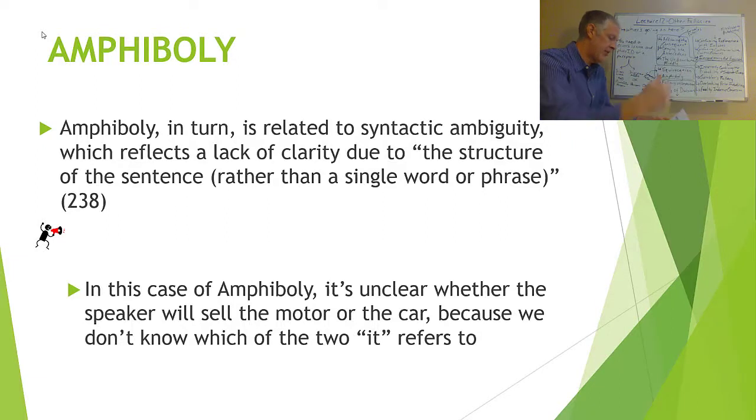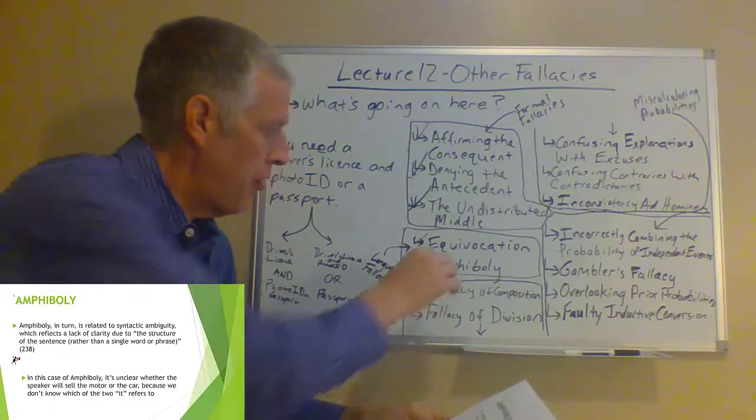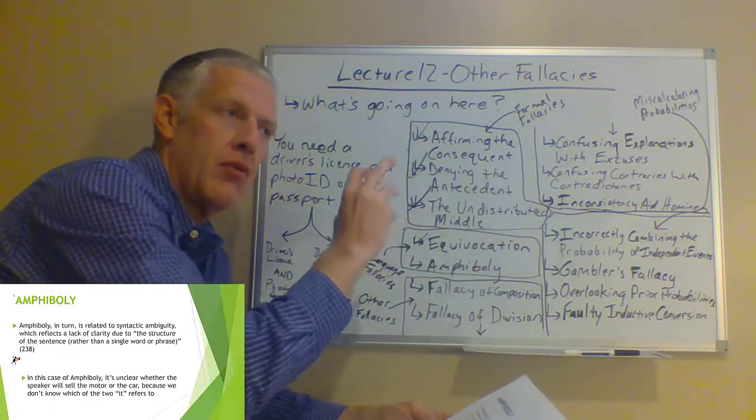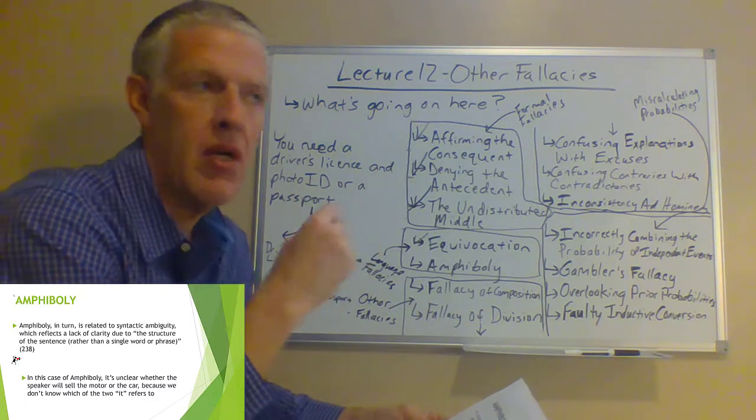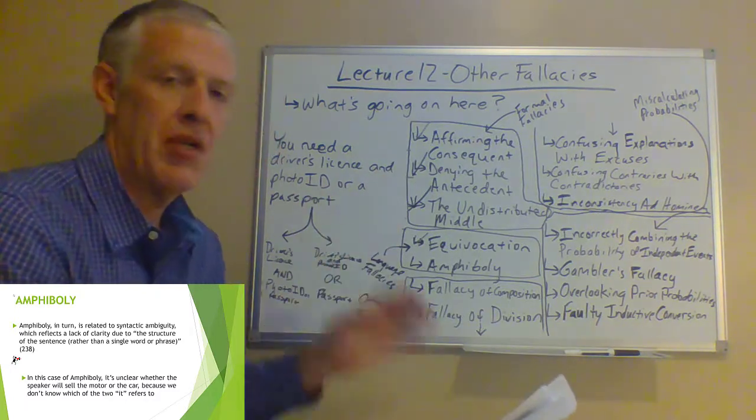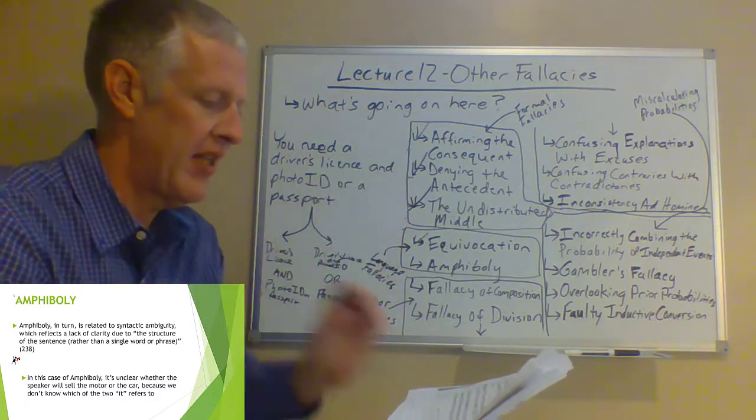Okay, so top of slide 7, as I mentioned there, citing page 238 of the text. Amphiboly in turn is related to syntactic ambiguity, which reflects a lack of clarity due to, quote, the structure of the sentence rather than a single word or phrase, end quote. So that's what distinguishes syntactic ambiguity from semantic ambiguity. Both of these are issues with respect to ambiguity, or a lack of clarity, but there is that difference, right? It's semantic versus syntactic.